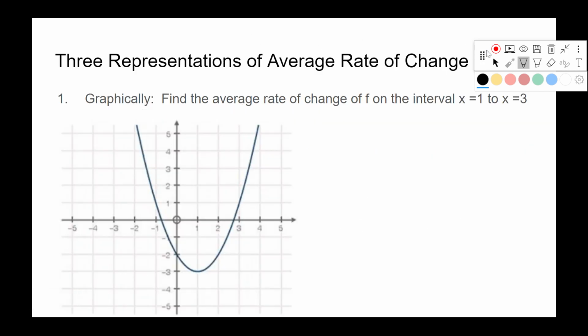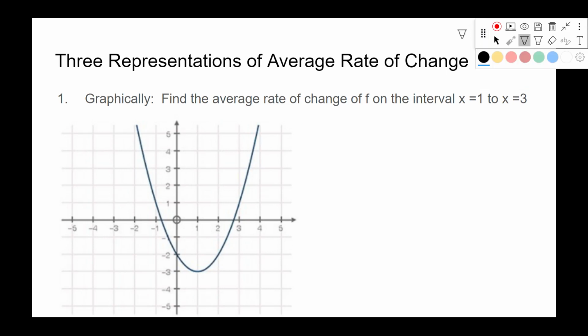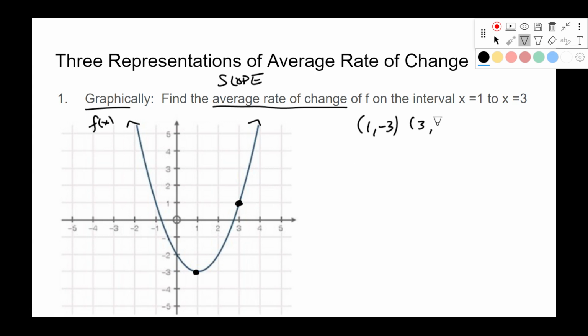There are 3 ways to represent average rate of change. The first way is graphically. So the first thing I want you to do is I want you to find for me the average rate of change. Now remember, that means slope of f, this function, f of x, on the interval from x equals 1 to x equals 3. So you can see this parabola that's here. It's quadratic. Okay. At x equals 1, there's a point there, right? There it is. Okay, that point is called 1, negative 3. And at x equals 3, there's another point right here at 3, comma 1.